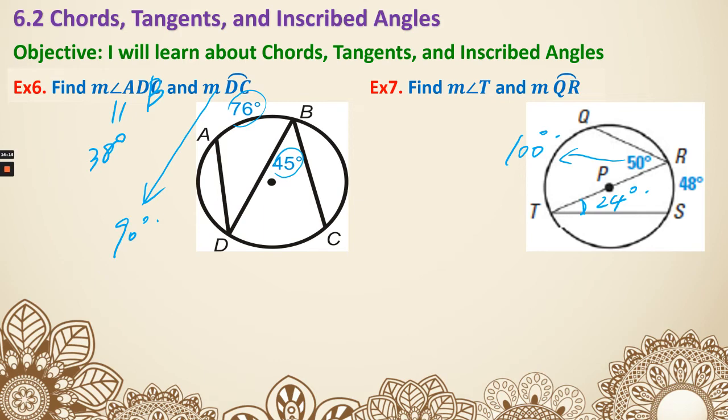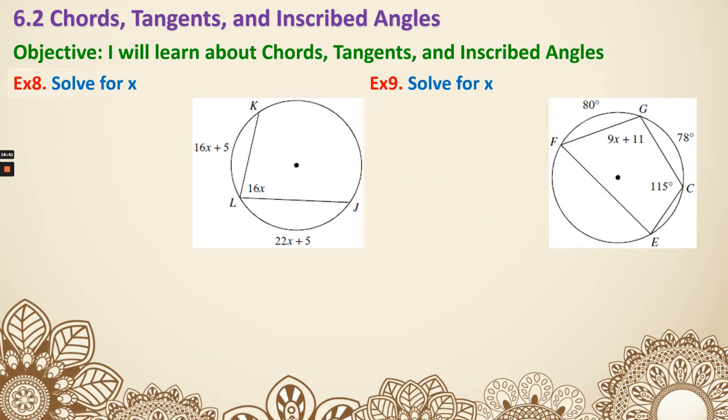And if that is 24, and we have a diameter right here, which indicates this half of the circle is actually a semicircle, which is 180 degrees. So that means my QR is going to be 100 minus 18, which is 80 degrees. Okay, that's example 7. Next, example 8.